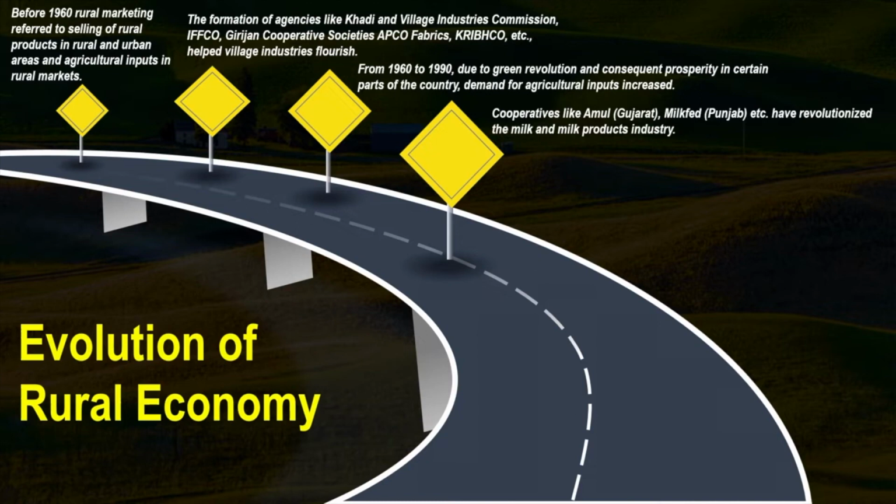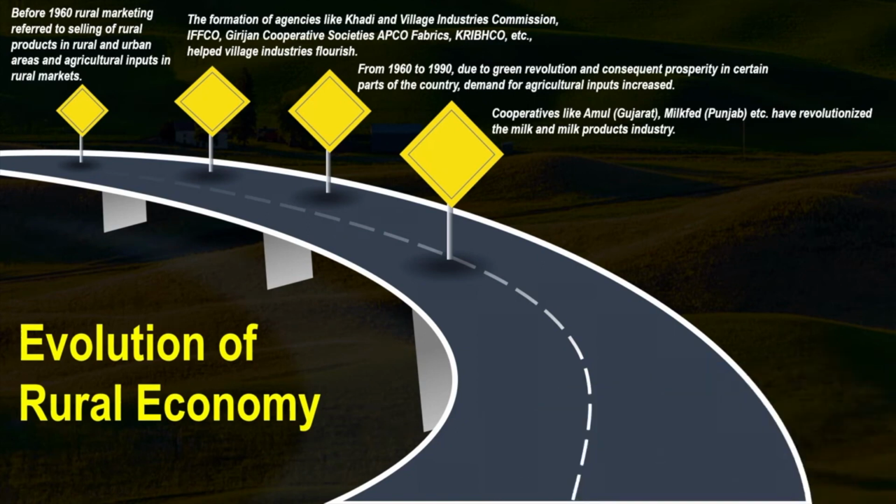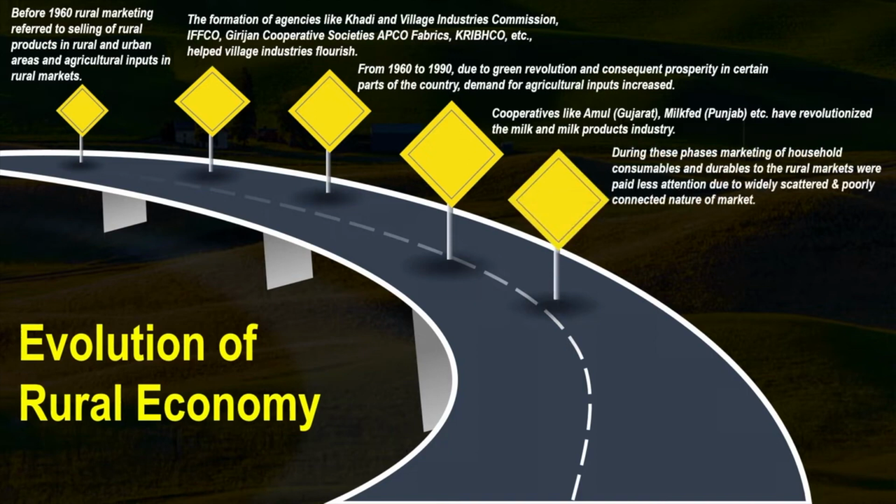So, while this evolution of rural economy was taking place, we can divide this into basically 2 parts. One is pre-liberalization, second is post-liberalization. During the pre-liberalization phase, marketing of household consumables and durables to the rural market was paid less attention due to the widely scattered and poorly connected nature of the market, making reach difficult and expensive as well as less purchasing power in large tracts. So, except for a few parts of the country, most of the rural areas were not easy to access in terms of communication, in terms of road network, in terms of connectivity, and due to the poor purchasing power of people in those areas, it made less sense to target them in terms of consumable durables and household items which were of a premium quality.